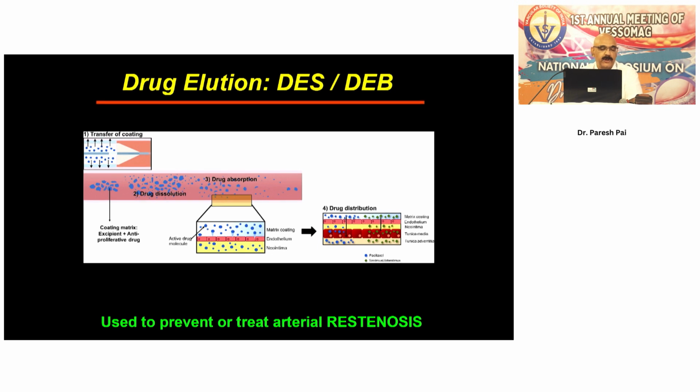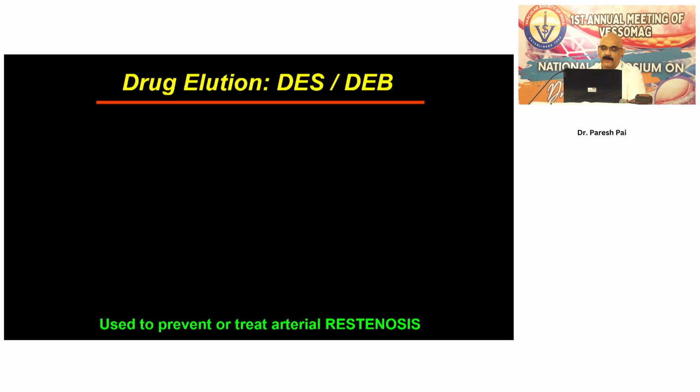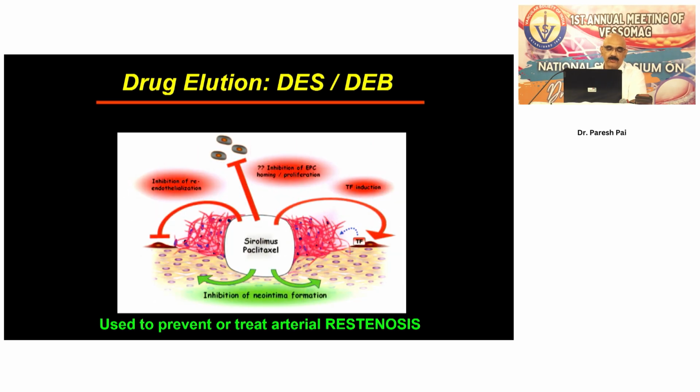Now, here you can see a picture of how the drug, once you put it inside the body with the balloon or the stent, there's dissolution, then there's absorption, and you can see that the active drug starts getting into the walls of the artery, and the distribution varies whether it is Sirolimus or whether it is Paclitaxel. So what is important is how does this work?